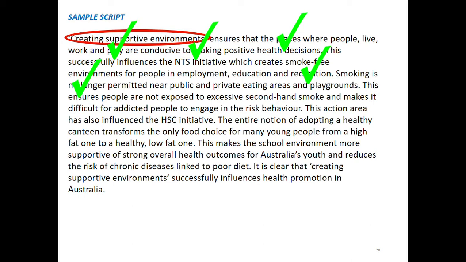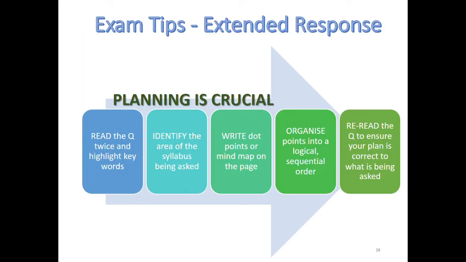This action area also influences the HSC initiative, the entire notion of adopting a healthy canteen, so the Healthy School Canteen initiative is the second one that they've used there. This makes the school environment more supportive of strong overall health outcomes and reduces poor diets. Clear that creating supportive environments successfully influences health promotion in Australia.